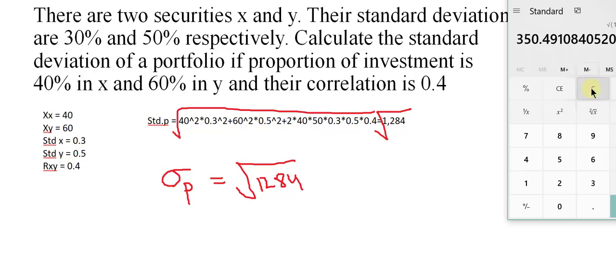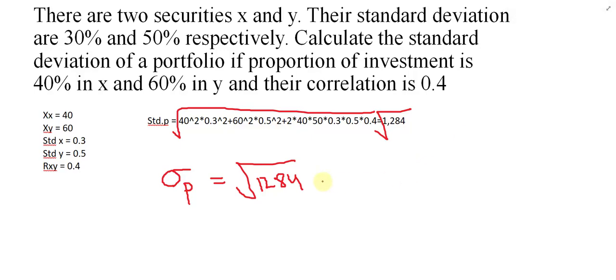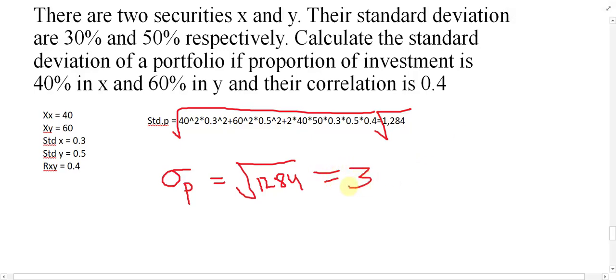Let me check where the mistake is. So I think there was a mistake for this one. So once again, do 1284 root of 2. Yeah, this is equal to how much? 35.8. This is the risk. So this is equal to 35.8%, right? And of course, this is the risk of the portfolio. So we can say this is a high risk. And once again, it depends on the attitude of the risk takers.